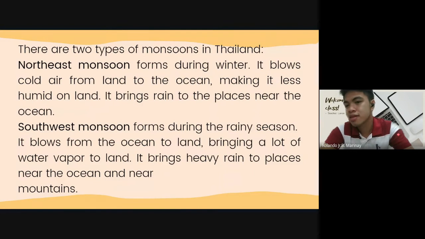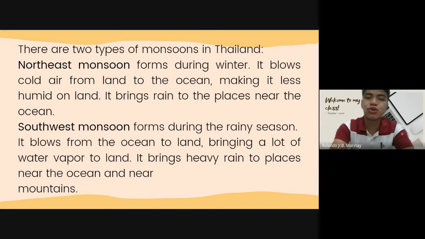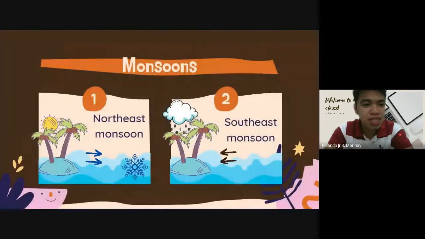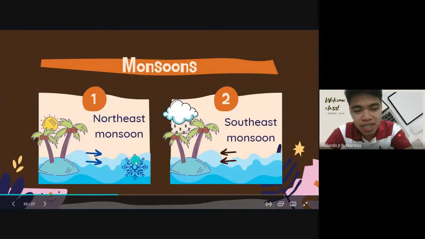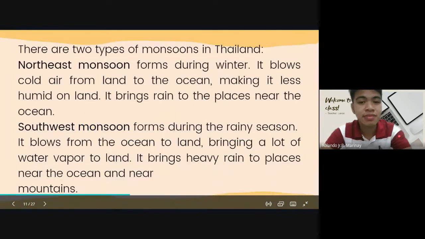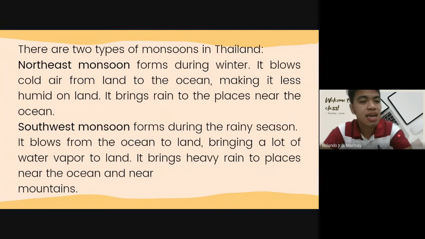131. Okay. The northeast monsoon forms during winter. It blows cold air from the land to the ocean. Look, northeast monsoon, the air moves from the land to the ocean. That's why the arrow goes to the ocean, making it less humid on land.